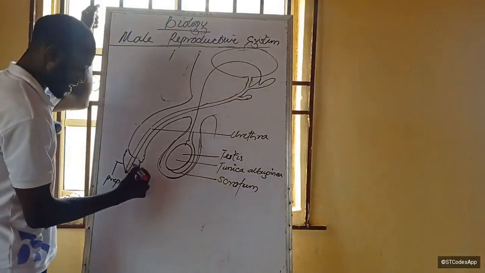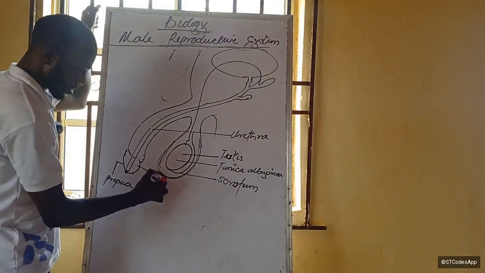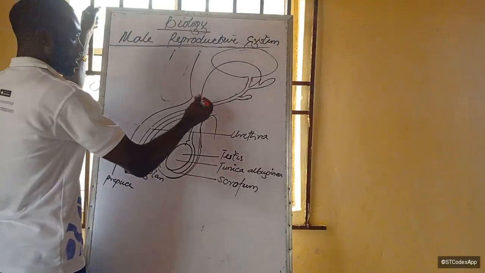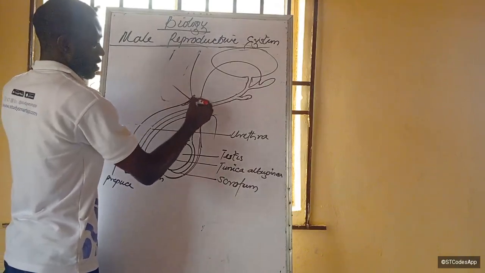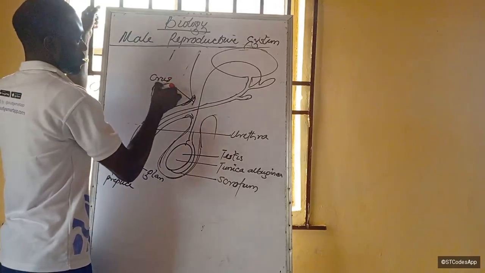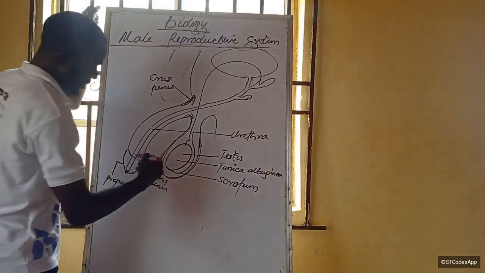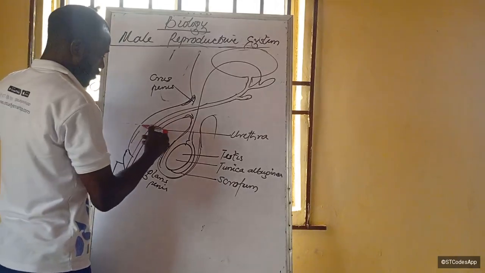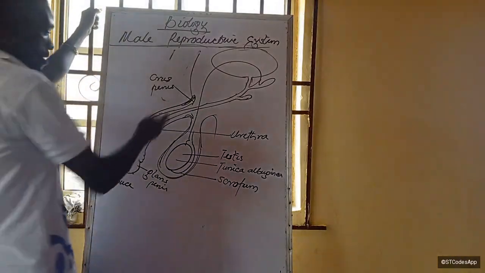Now this here is the glans penis. There's also the crus penis, just around here. Then this is the urethra. There are blood vessels here.